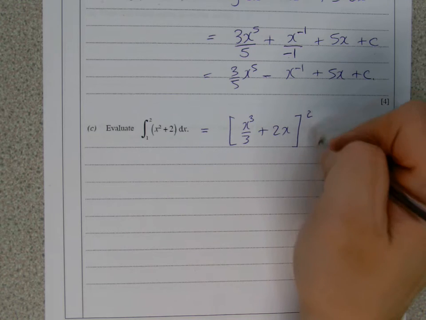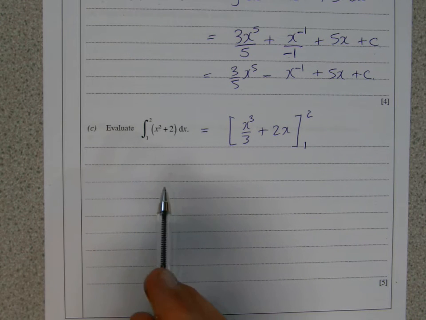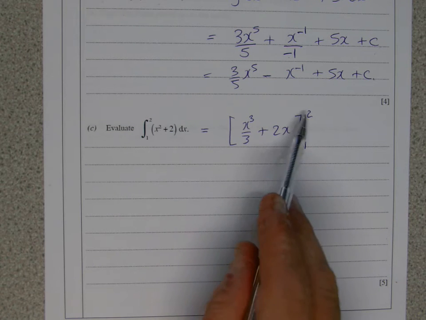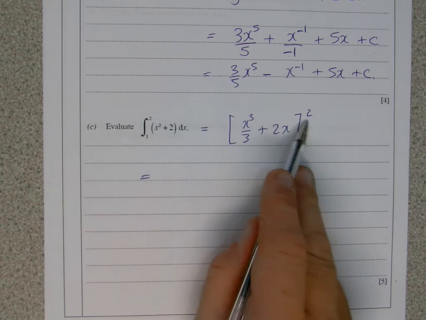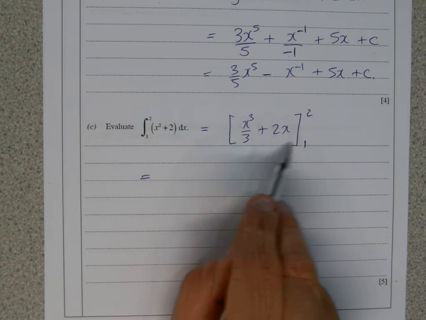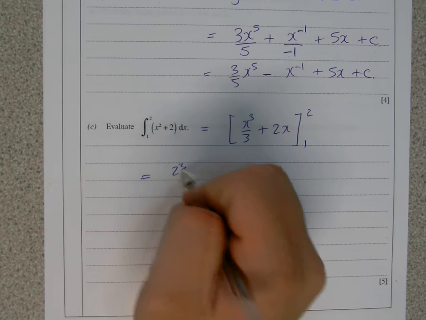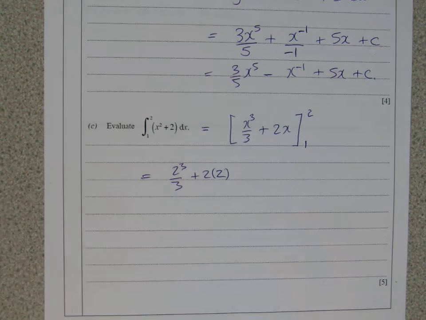And we put 2 there and 1 there. We're actually going to evaluate, it says. When it says evaluate, they want the actual number or fraction as the answer. So we're going to put these limits in. The way to do that is you put the first limit in, which is 2. You put it in all of this function. You put 2 in all of it. So we'll have 2 cubed over 3 plus 2 times 2. So I put 2 in here.